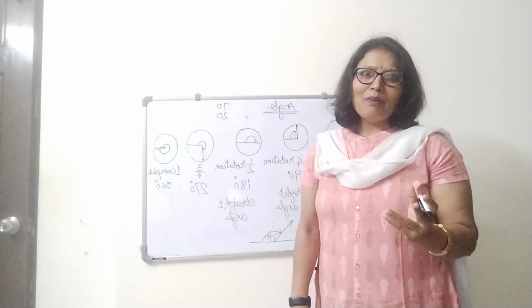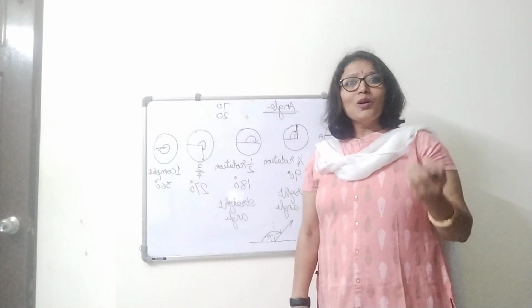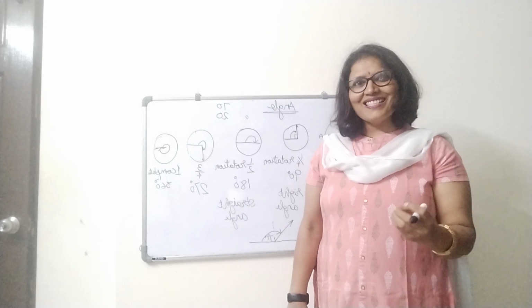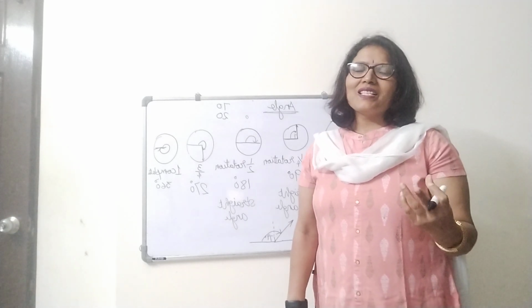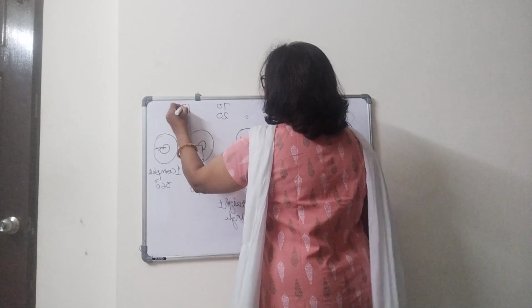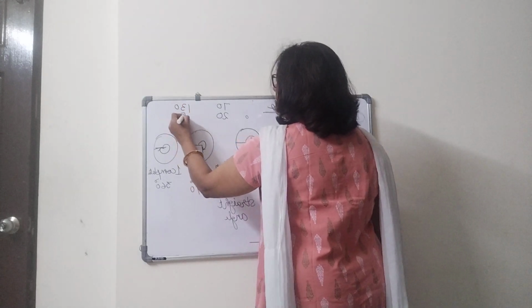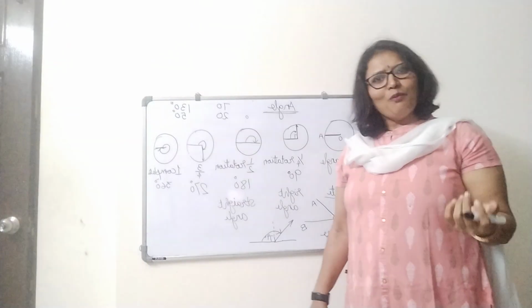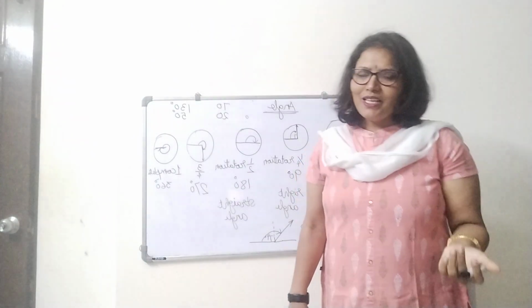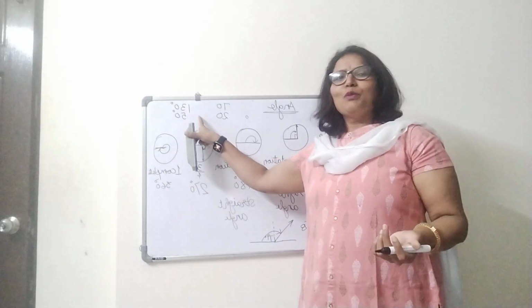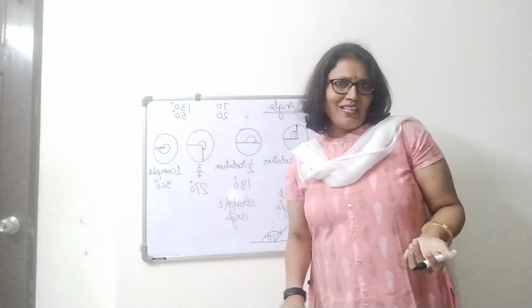Again we have supplementary angles. So what is meant by supplementary angles? The two angles whose sum is 180 degrees, that type of angle is called supplementary angles. Suppose one is 130 degrees and another is 50 degrees. So 130 is supplementary of 50 degrees, or 50 degrees is supplementary of 130 degrees, means the sum of the two angles is 180 degrees.